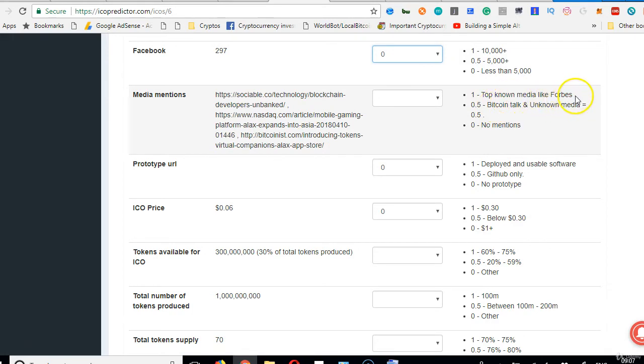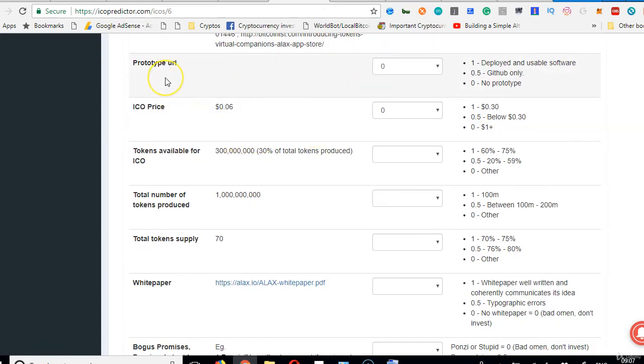So they said if they have top known media like Forbes, you should give them a 1. So I'm giving them a 1 because they have top known media. Alright, then the next one is prototype. If they have a prototype... no prototype, so I'm giving them a 0.